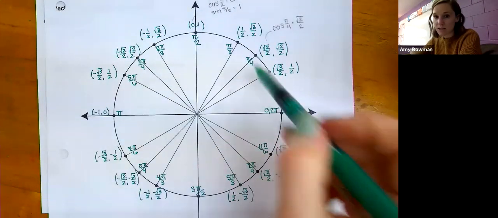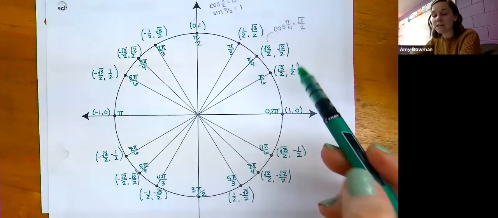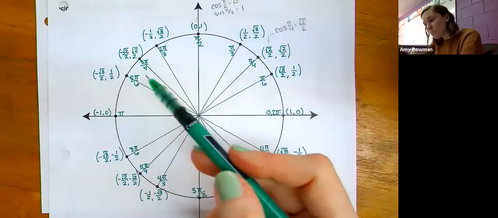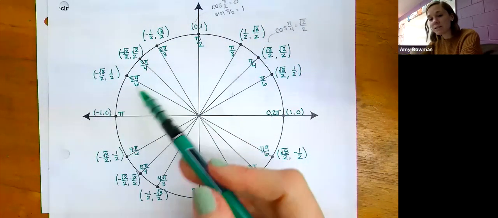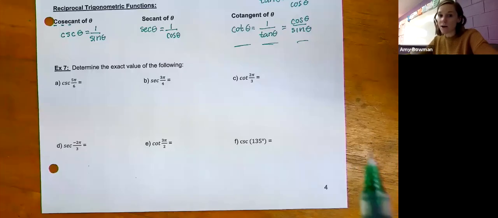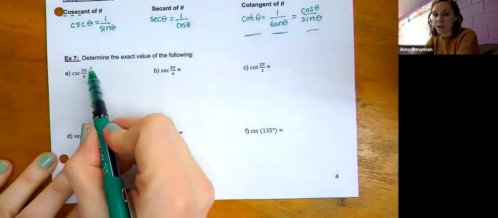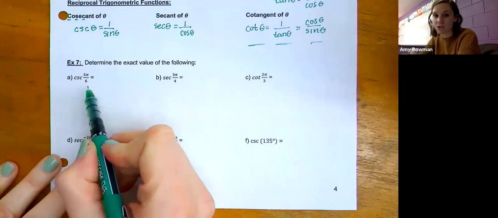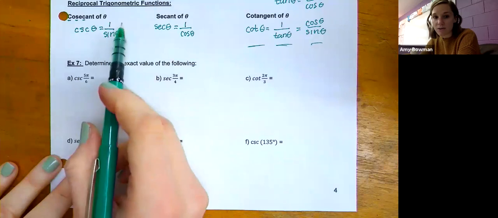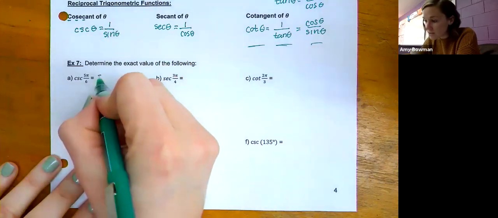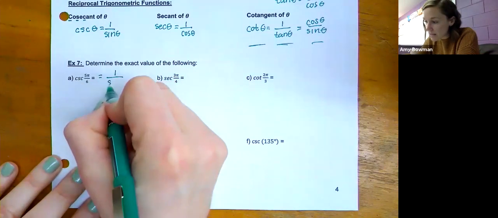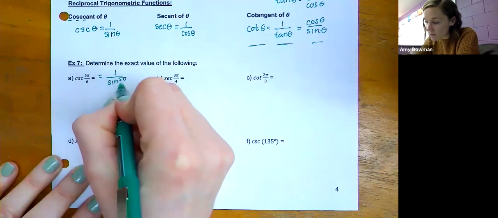Not only can we find the 3 trig ratios of all of these rotations, sine, cosine, and tangent, now we are mixing in 3 more, so a total of 6 trig ratios. So I can look at this, for example, cosecant of 5 pi over 6. Well, cosecant is just the reciprocal of the sine function.